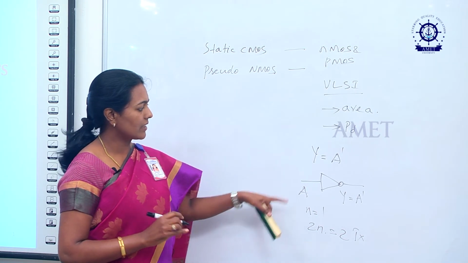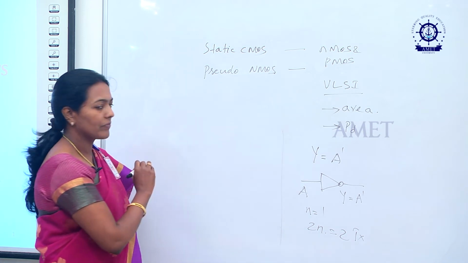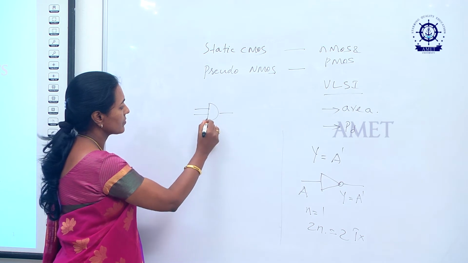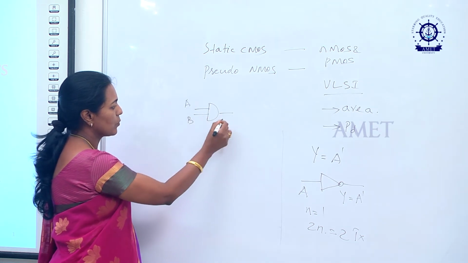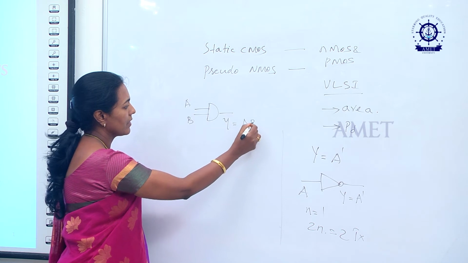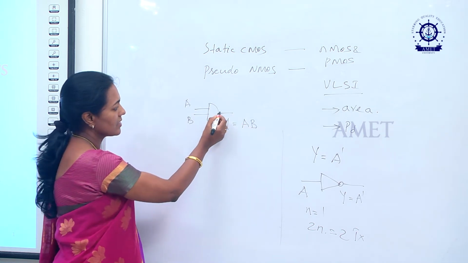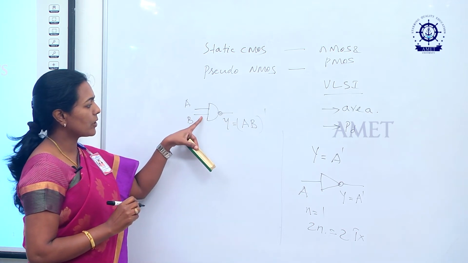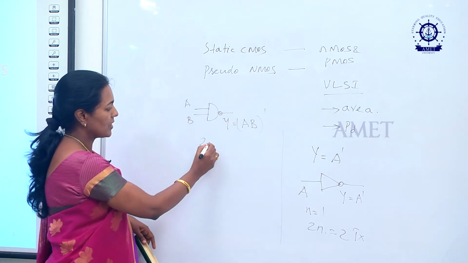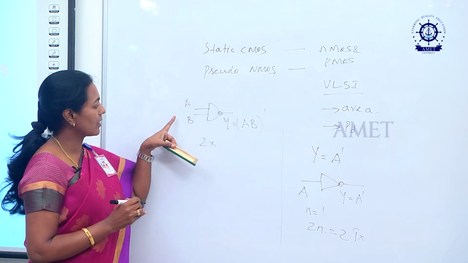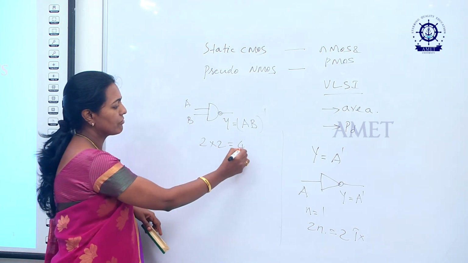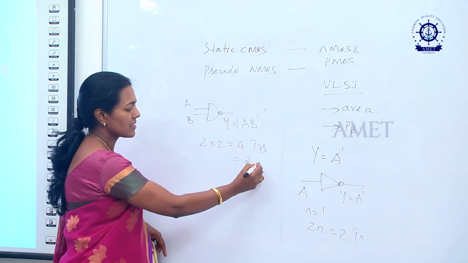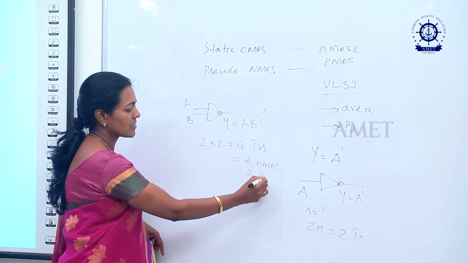This is for the inverter. For the AND gate, if there are 2 inputs, Y is equal to AB, and for the NAND gate, it is AB the whole dash. So, the number of transistors required will be 4, because 2 multiplied by the number of inputs, 1 plus 1, 2. So, you need 4 transistors. The 4 transistors are 2 NMOS transistors and 2 PMOS transistors.